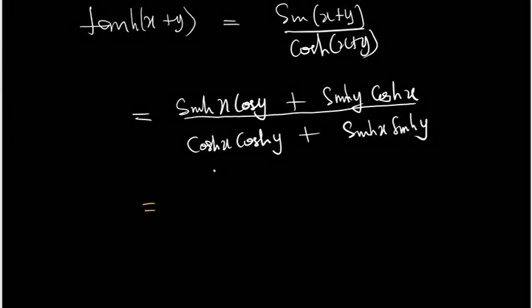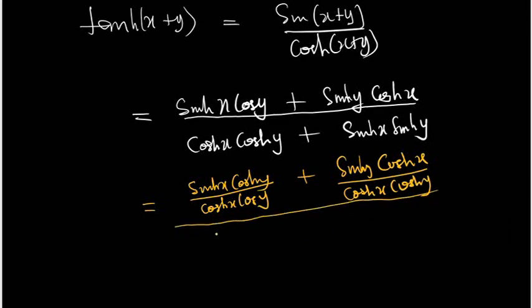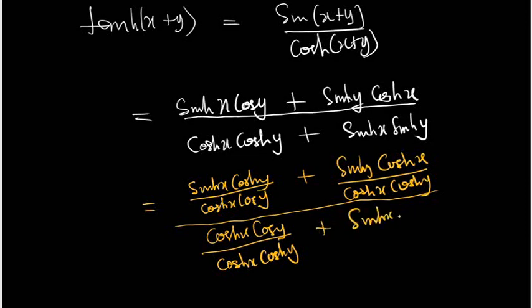So let's do that one here. This side becomes sinh x cosh y, dividing through by cosh x cosh y. Then sinh y cosh x, dividing through by cosh x cosh y, all over cosh x cosh y dividing cosh x cosh y, plus sinh x sinh y, all over cosh x cosh y.